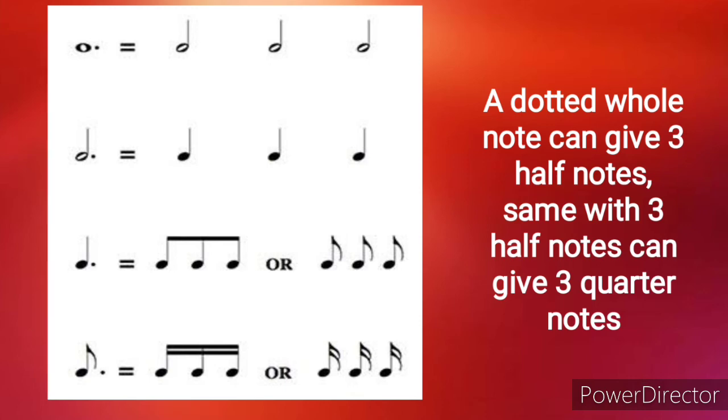Why? A minim is 2 beats or 2 counts. How many minims can you get in a semibreve? It is 2. But how many minims can you get in a dotted semibreve? It is 3. Why? Because a dotted semibreve has 6 beats, which is equivalent to 3 minims. Same with a dotted minim, it will give you 3 crotchets. Same with a dotted crotchet, it will give you 3 quavers. So with a dotted quaver, it will give you 3 semiquavers.